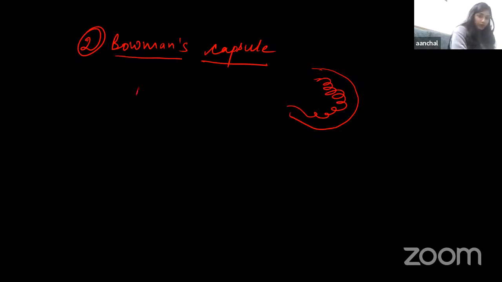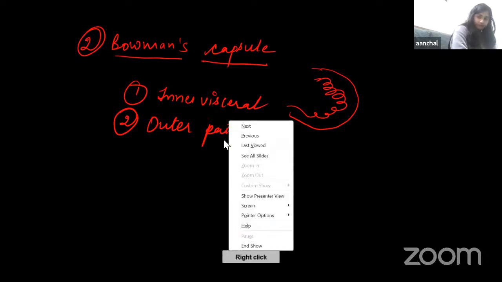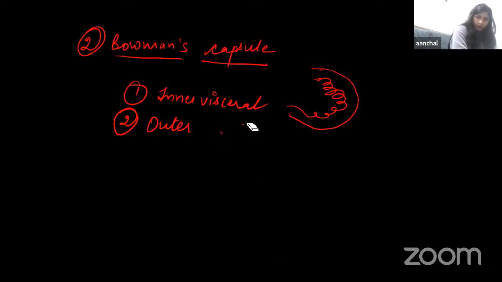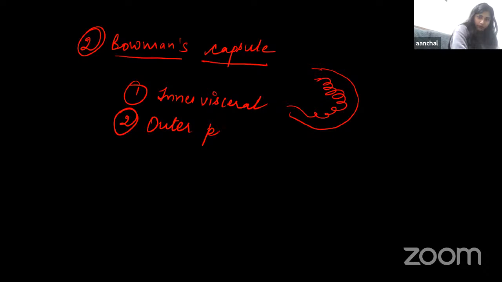Now the Bowman's capsule, as we have seen, is the capsular structure which encloses the glomerulus. This is the glomerulus, and this is the Bowman's capsule we have. It is also formed of two layers. The first is the inner visceral layer, and the second is the outer parietal layer. As the name suggests, the inner one is the visceral and the outer one is the parietal.